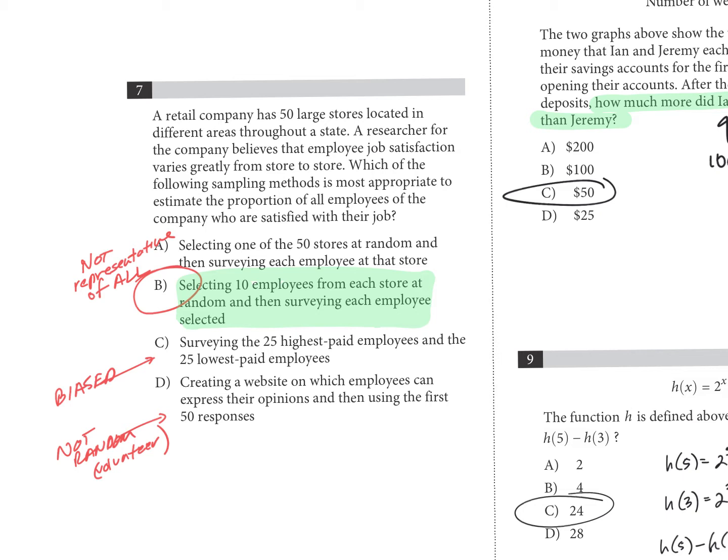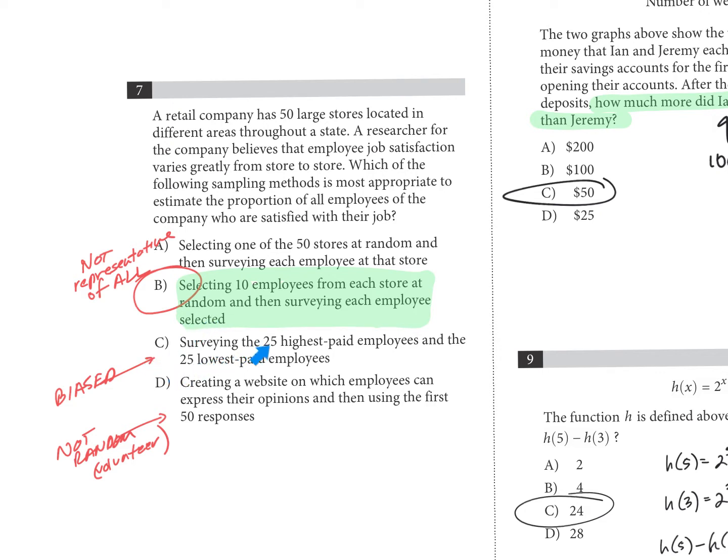So A says selecting one of the 50 stores at random and surveying. Well, that wouldn't tell you anything. That's not representative of all the stores, right? If you're trying to figure out how much job satisfaction varies, you don't want to look at one store. That wouldn't be good. B is the answer, and it looked pretty good: selecting 10 employees from each store at random and then surveying each employee. That would probably be the best method.